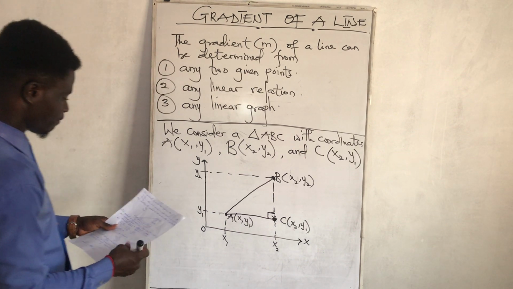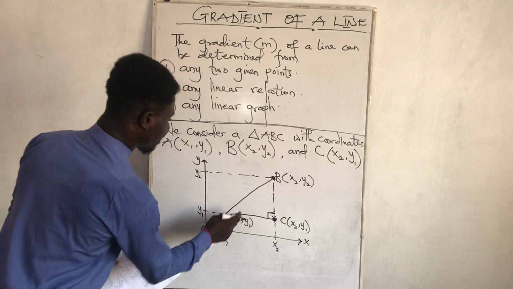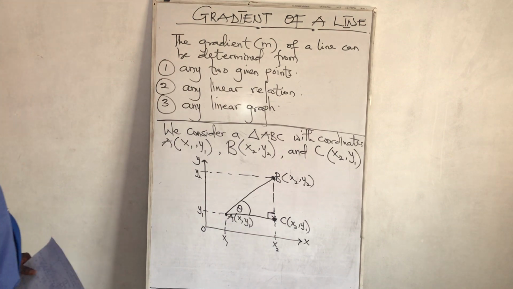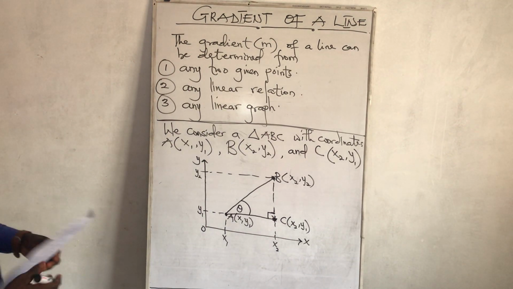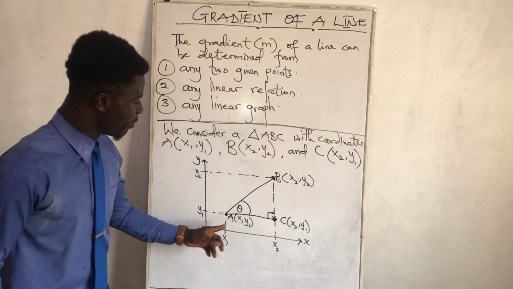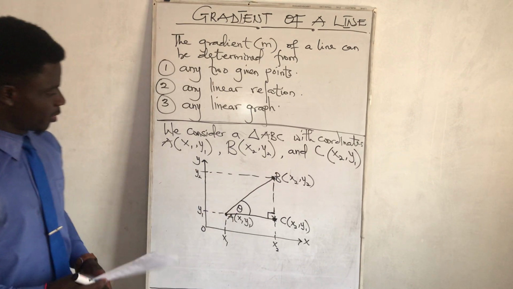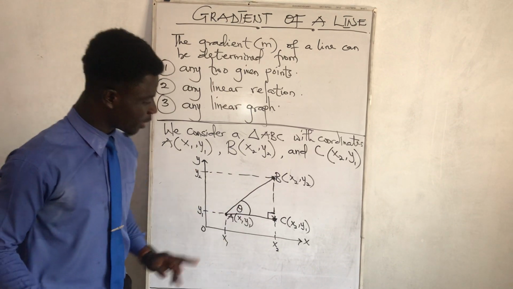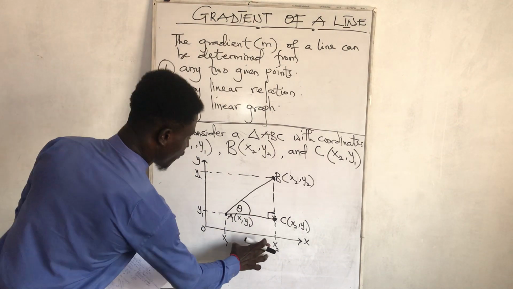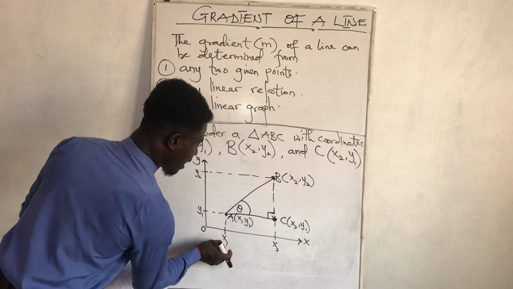So now let's see. The angle created here is theta, right? The angle created there is theta, because line AC and line AB meet at point A. So now, let's find the distance between x1 and x2.